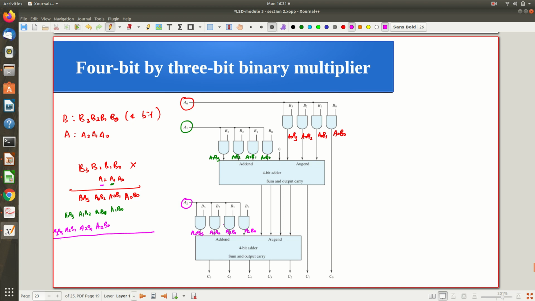Now you have to perform the addition of the partial products, right? So what is happening, this one you can take as it is in the final answer. You are just taking this as it is as the first bit of the result, the C0, like this, right? You can see that. Now what about the C1? So here there is an addition, right?